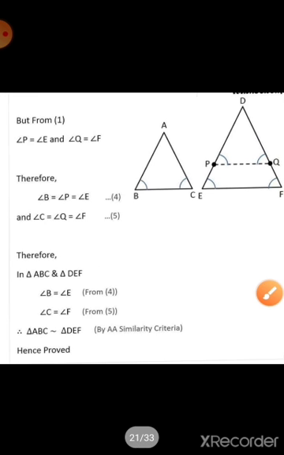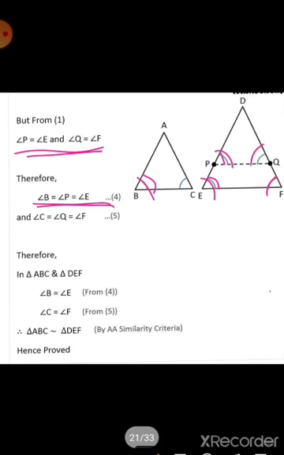Now, but what is given in the question? From the first equation, what did we get? Angle P is equal to E and angle Q is equal to F, no? But here we got that angle B is equal to P. So, can we conclude that angle B is equal to angle E? By these three equations we can say that angle B is equal to angle E and angle C is equal to angle F. So, we can say that all the corresponding angles are also equal. Already we got that angle A is equal to angle D.